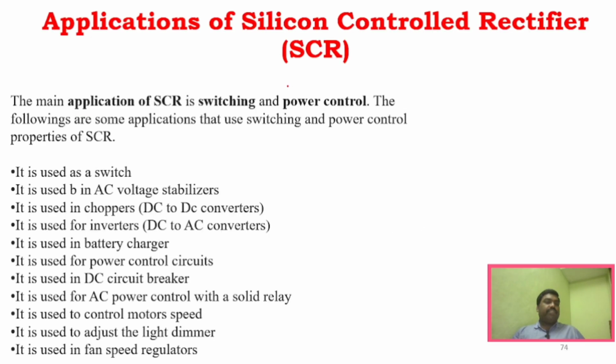So, coming to the applications of SCR, it is used in switching and power control. It has a lot of applications. It can be used as a switch, in voltage regulators, in DC to DC converters, AC to DC converters, battery chargers, control circuits, DC circuit breakers, AC power control, controlling motor speed, right? Light dimmers, and similarly fan speed regulators, right? These are the applications of the silicon controlled rectifier.